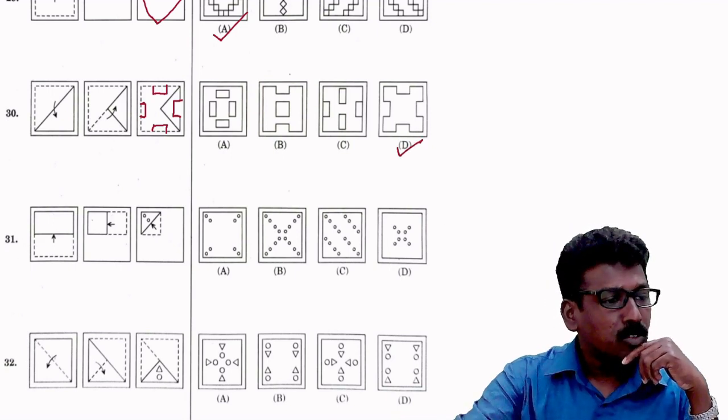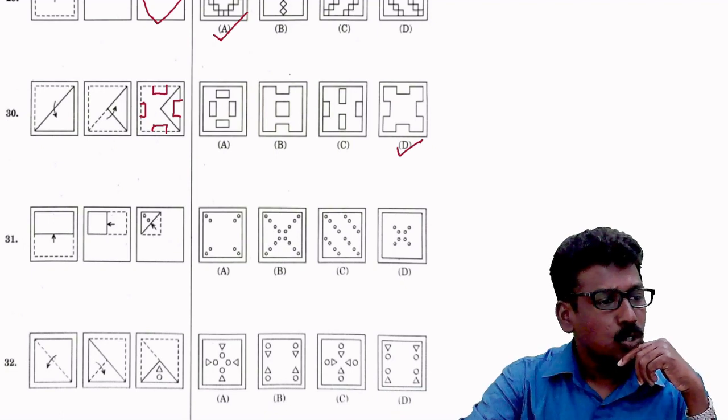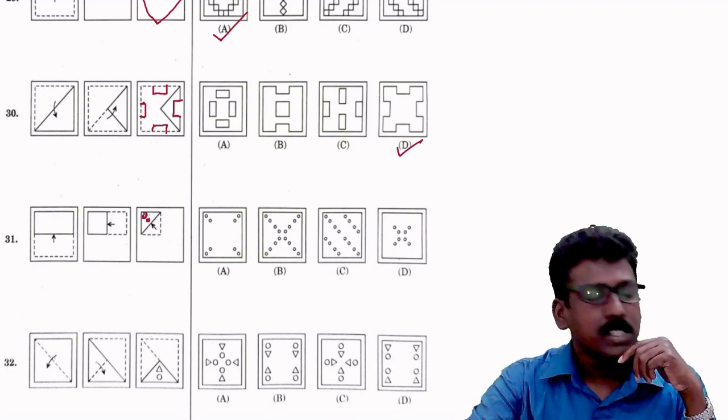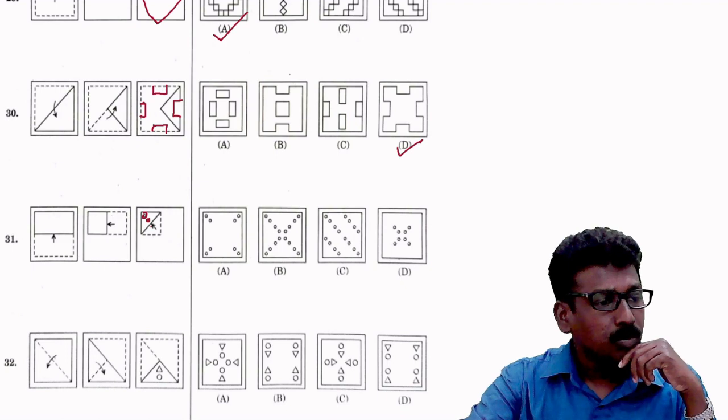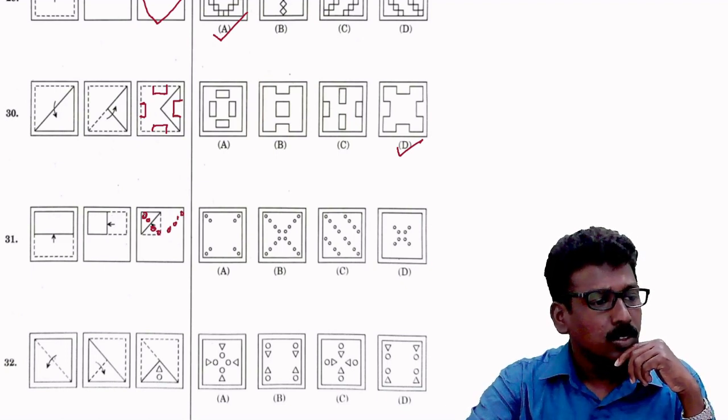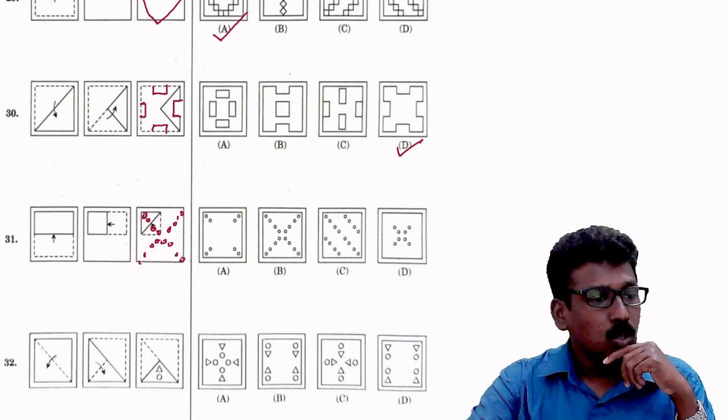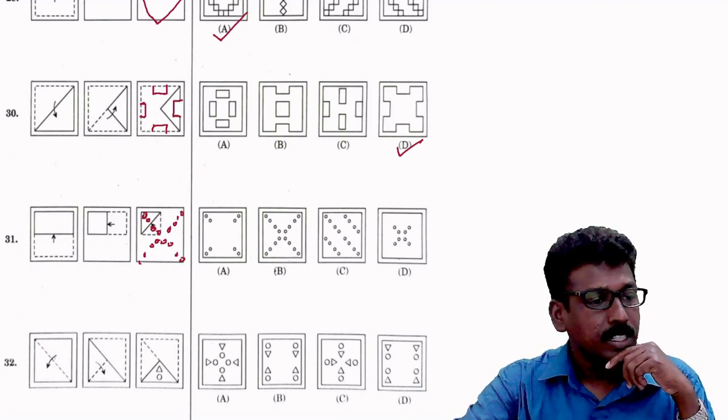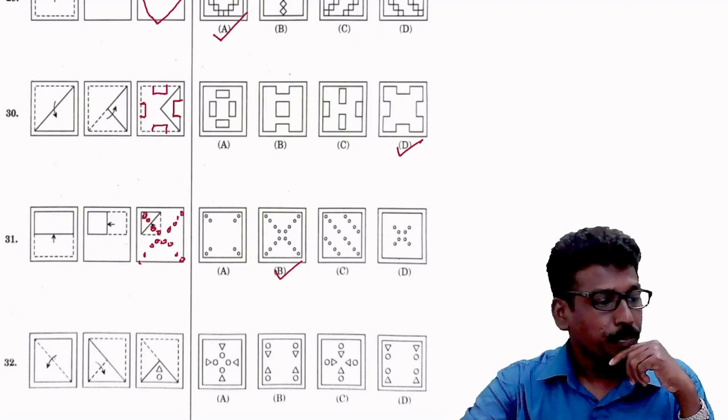Here the paper is folded in this way and two circles are cut out. So while unfolding, here also two circles you will get. Here also four circles. Here in this way you will get it. Here also in this way. So the same figure, yes, B is the correct answer.